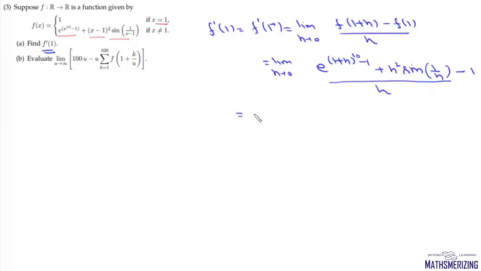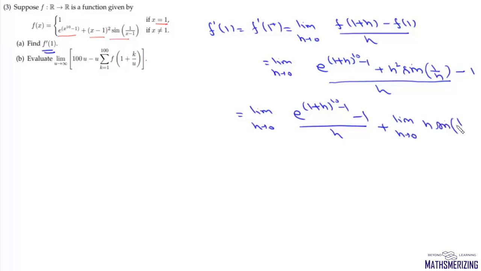Now we'll split this limit in two parts. We'll write limit h tends to 0 of e to the power (1 plus h) to the power 10 minus 1 upon h, plus limit h tends to 0 of h sine 1 upon h. Now the second limit is of the form 0 into sine infinite, and sine infinite is an oscillating value from minus 1 to 1. So 0 into anything finite is 0. So value of this second limit is 0.